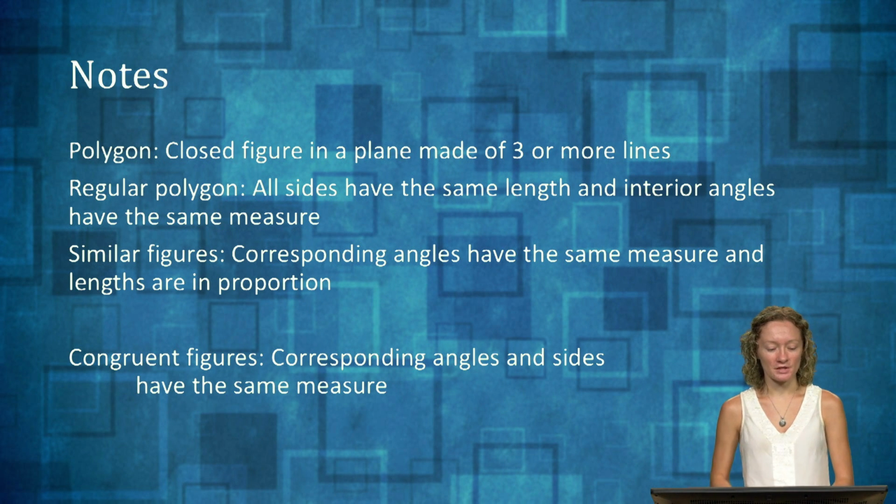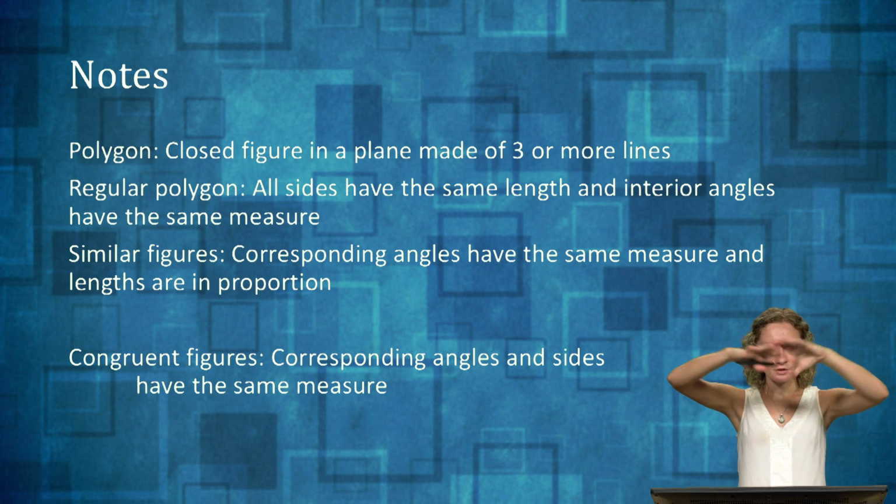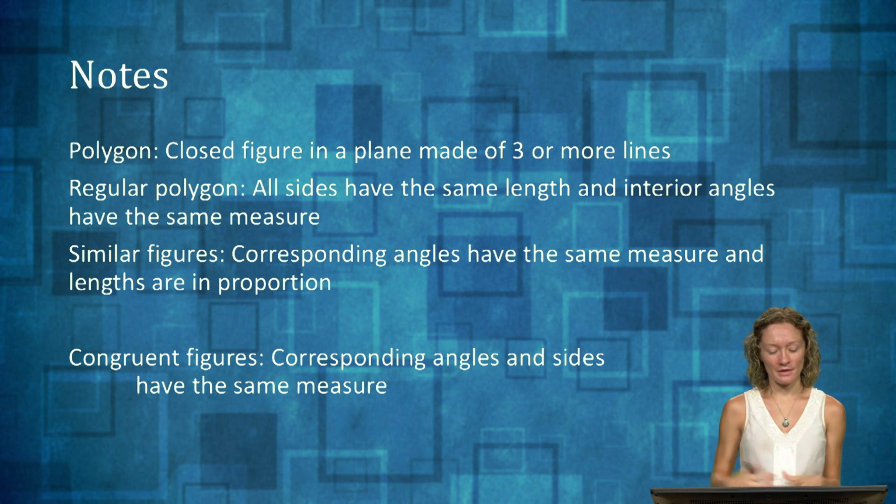Some notes to start us off. Like I said, we're going to start to look at closed figures now. So the first definition we have is the general one for pretty much everything we're looking at throughout this section. The first is a polygon. This is a closed figure in a plane made of 3 or more lines. Remember from the previous video, a plane is a flat two-dimensional surface, so we're still in 2 dimensions. It's a closed figure, 3 or more lines.